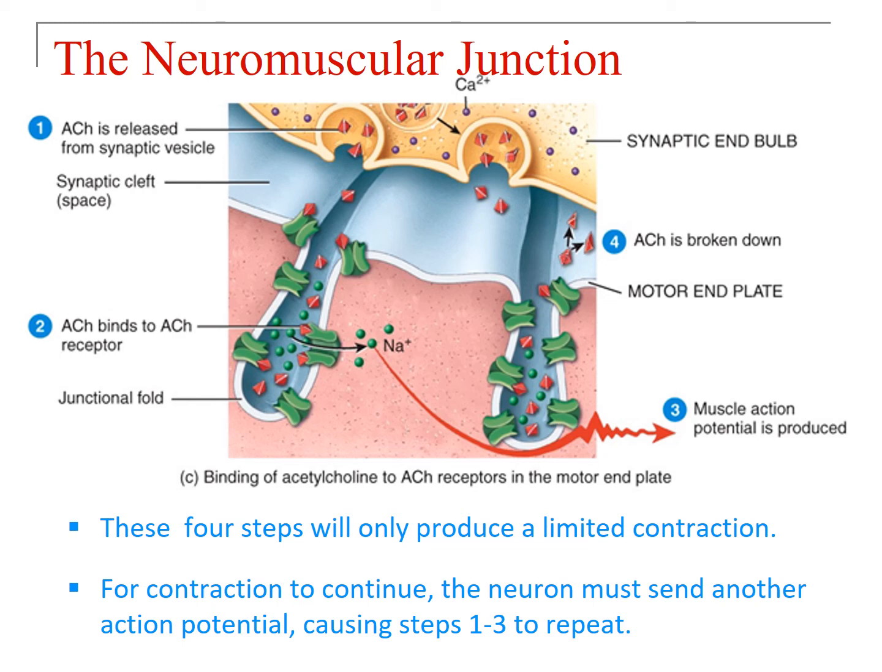For contraction to continue, the neuron has to send another action potential, which will cause steps 1 through 3 to repeat. So when you contract a muscle, say when you contract your biceps brachii, you lift your arm, you flex your arm. This is the result of a whole lot of action potentials telling the muscle to keep contracting until you're finished.